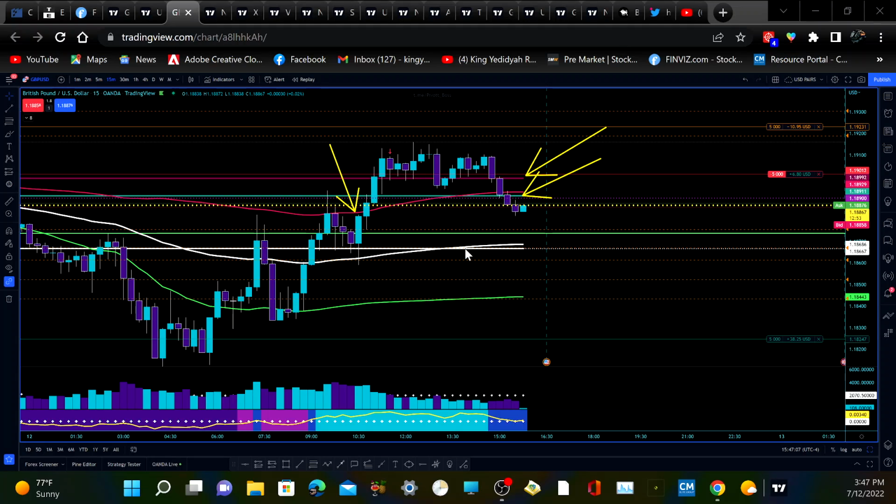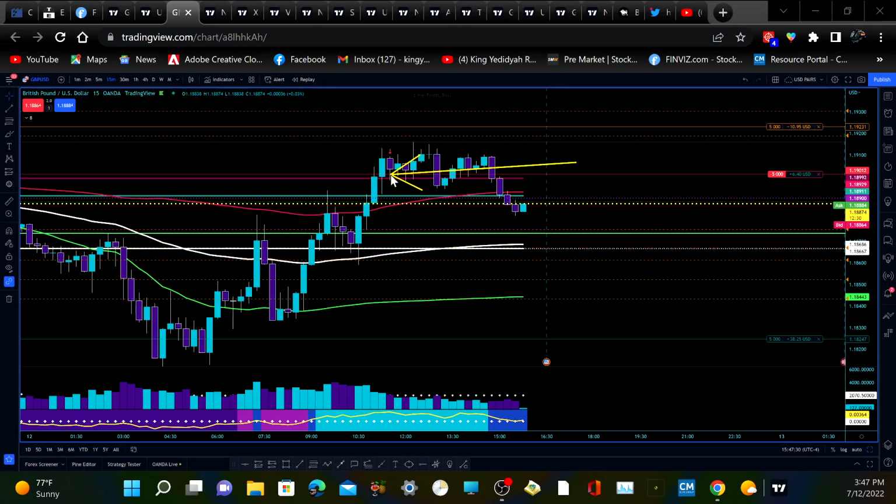When price is at a resistance level right here, and you see these wicks and it's struggling to push further, when it breaks this upper VWAP line, it's a good place to go short. Once it breaks, it's a good place to go short. But I went short on this candle because I already saw that the US dollar was recovering.